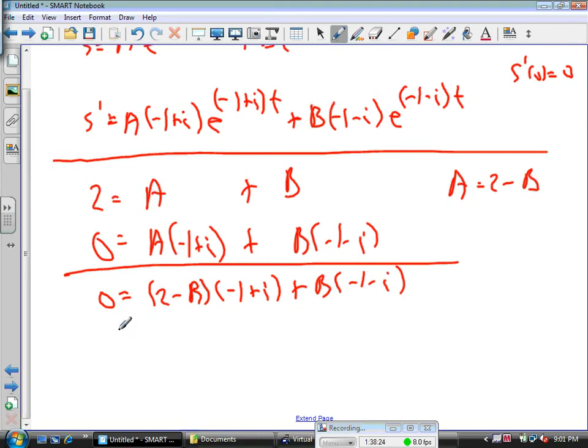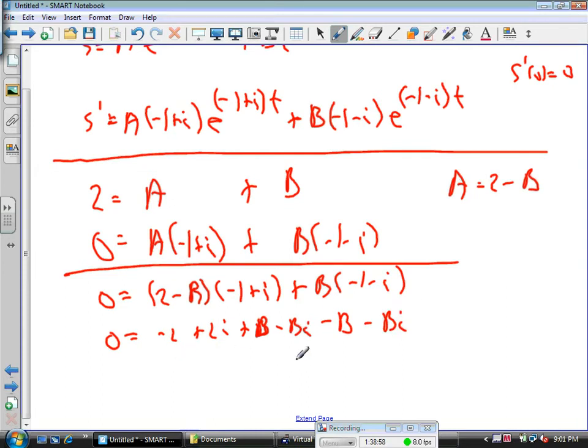All right, so what are you going to do? You're going to FOIL. Remember when we did the complex number stuff? That's why we did it. Here it is. 2 times negative 1 is negative 2. 2 times i is 2i. Negative B times negative 1 is positive B. And negative B times i is negative Bi. Plus, distribute. Well, it's a negative B, so minus B, minus Bi.